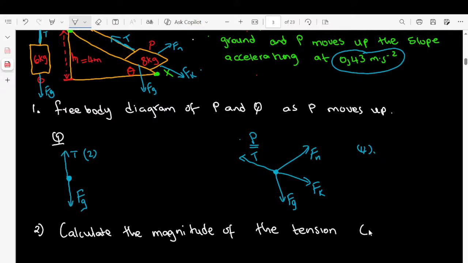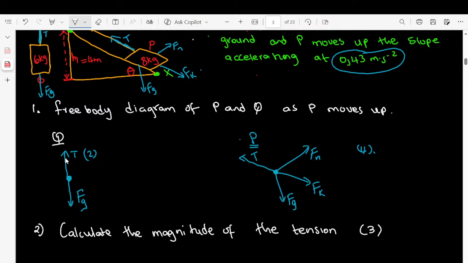And this is 3 marks. Calculate the magnitude of the tensional force. Okay, so for us to do this, we're going to work on this separately. Even if you don't do it separately, it's fine, because this should be easy.